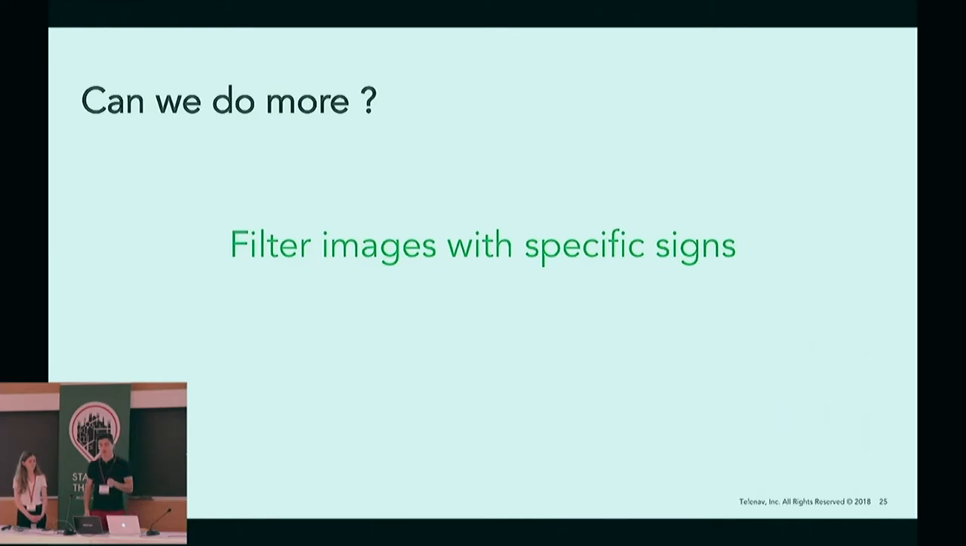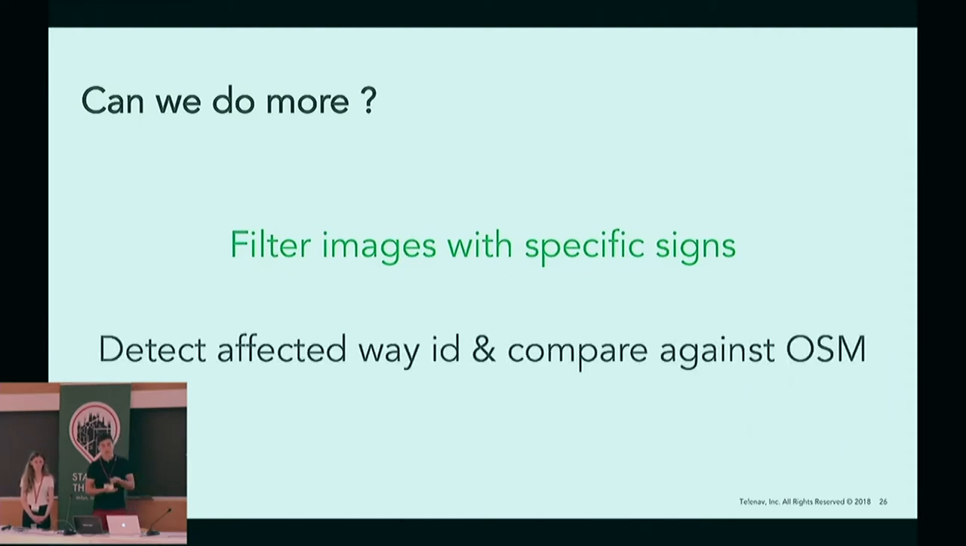But what we have also discovered when manually adding these features into a map is that you have to detect the affected way ID of a particular sign. For example, you have a speed limit in an image, and when you add that in JOSM in OpenStreetMap, you have to say, look, this image and this sign affects this particular way ID, right? And then you have to look whether or not that particular way ID already has this information added, right? So this takes a lot of time, and we wanted to see if we can automate it, such that we can already match the detection to a way ID, and automatically compare it with OSM to shorten the time even more, right? So that's exactly what we have tried to do.